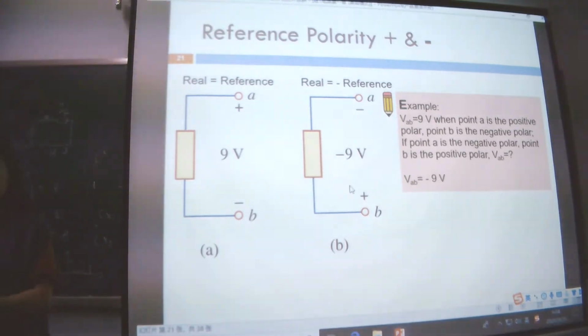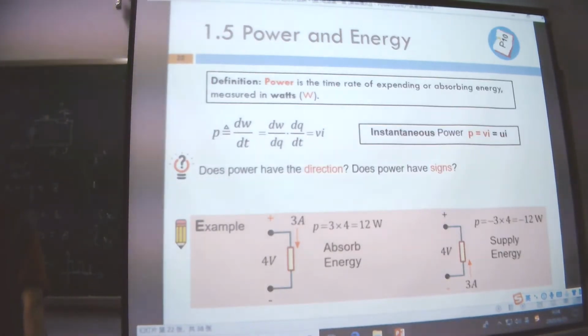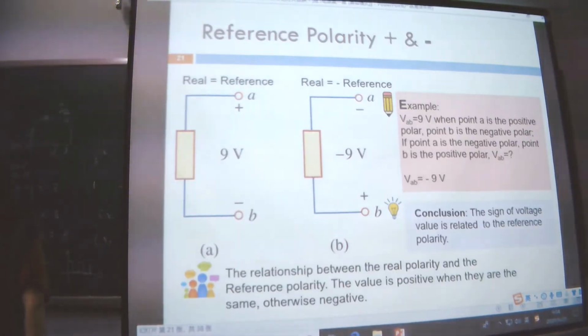So what is VBA? Yes, good. So, the sign of the voltage value is related to the reference polarity. That means if the real direction is the same as the reference one, it is positive, and if it's not the same, it's negative. What does that mean? It means the sign stands for the direction.